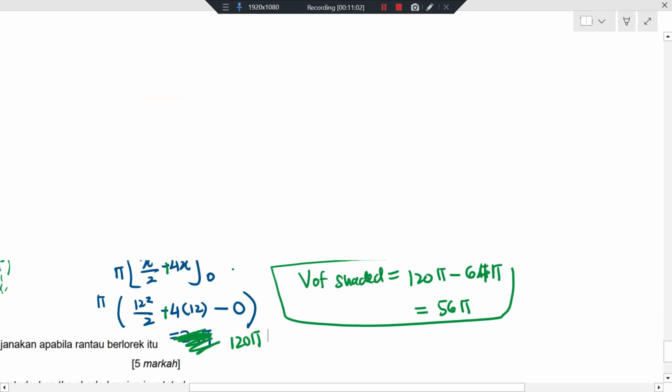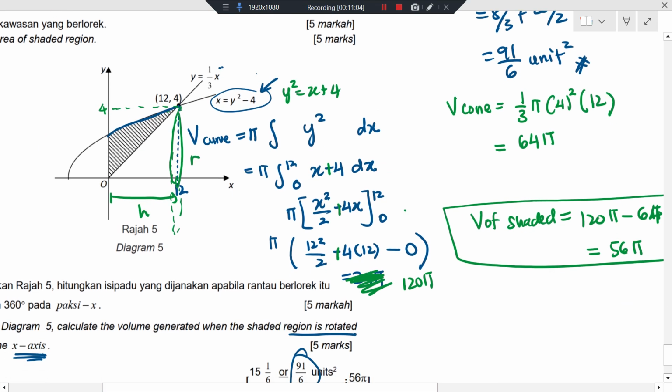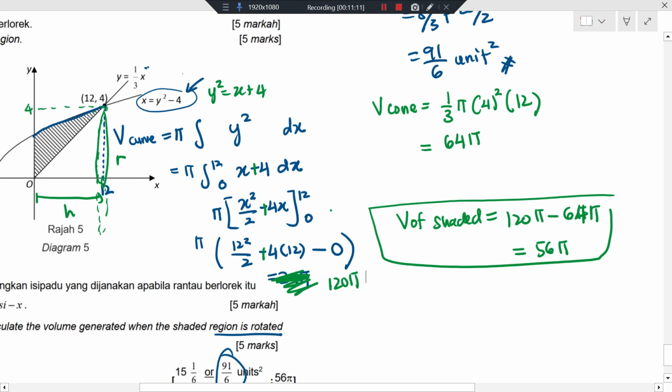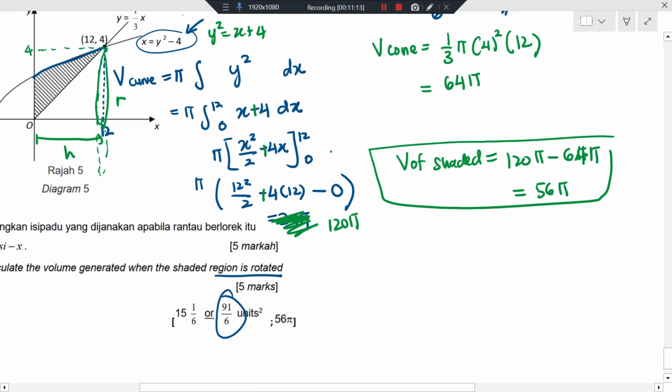They give 5 marks for this. Quite generous. Okay. So you calculate volume below the curve minus volume of the cone. You get your volume of shaded lah. So that's how you settle this question. Okay.